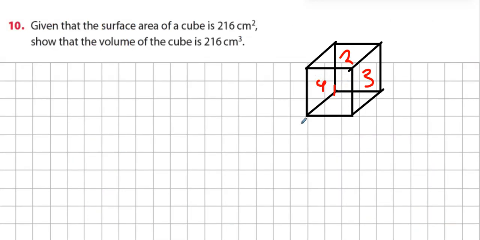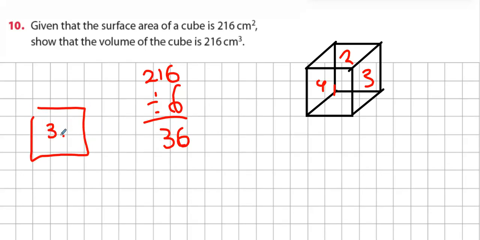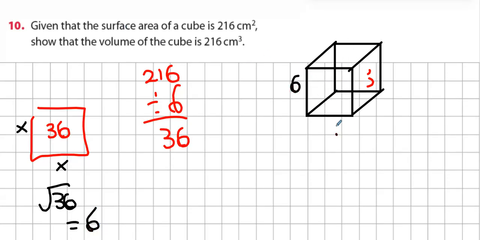What we're saying is that a cube has 6 sides. Okay? And we divide 216 by 6 to find out the area of one side, which is 36. We now know that the area of one side is 36. But we also know that the length and the width are the same thing. So we do the square root of 36 to give us 6. Each length is therefore 6.